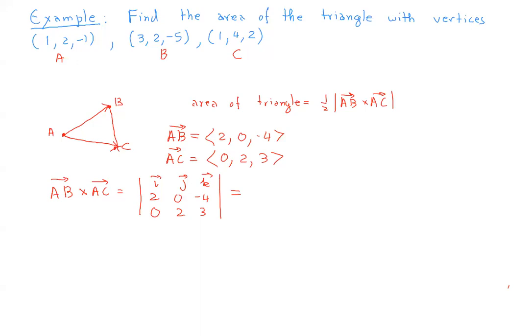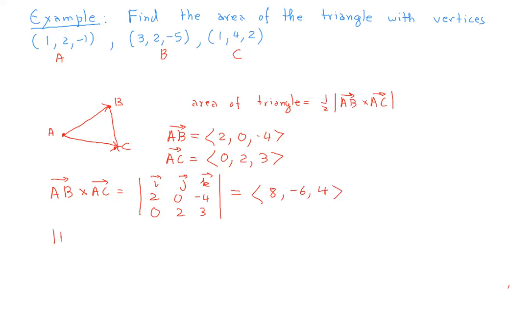So what do we get here? Delete the first row and the first column, and you will get 0 times 3 minus -8, which gives you an 8 on the first coordinate. On the second coordinate, you get 2 times 3, which is 6, but it's the middle coordinate, so that becomes -6. And on the last coordinate, you get 2 times 2, which is 4. So this is the cross product of the two vectors.